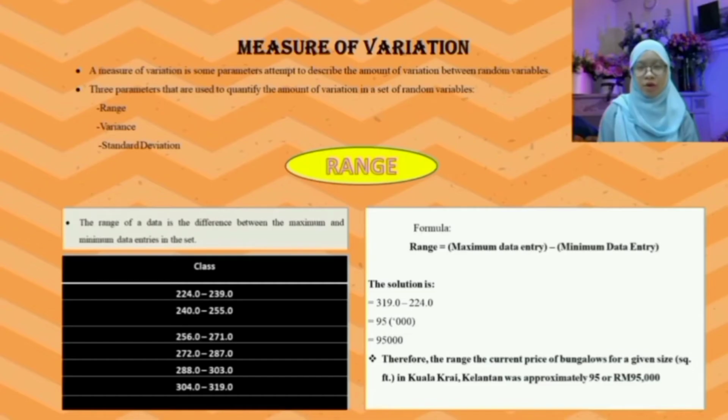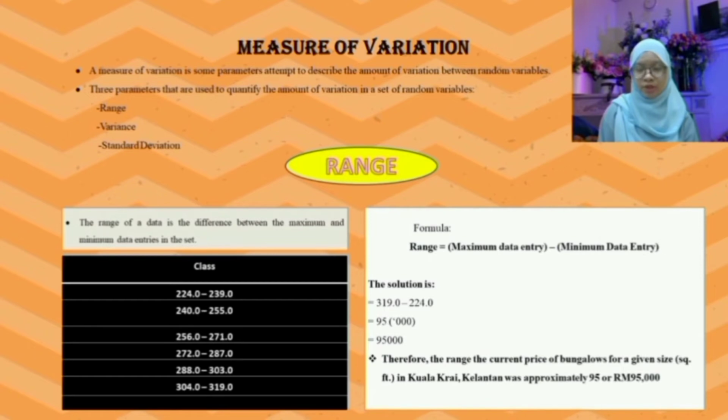274.924. Measure of variations. A measure of variation is some parameters that attempt to describe the amount of variation between random variables. Three parameters that are used to quantify the amount of variation in a set of random variables include range, variance, and standard deviations. Firstly, range. The range of data is the difference between the maximum and minimum data entries in the set. Formula: range equals maximum minus minimum data entry in class. The solution is 319.0 minus 224.0 is 95.